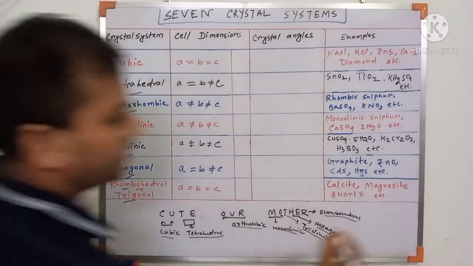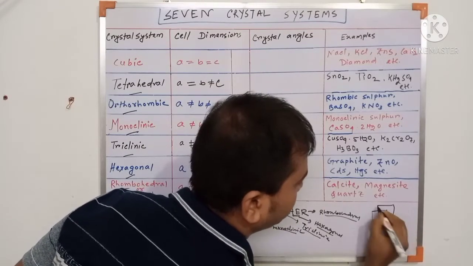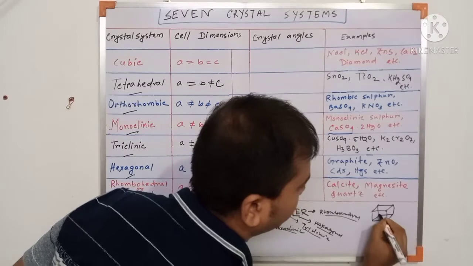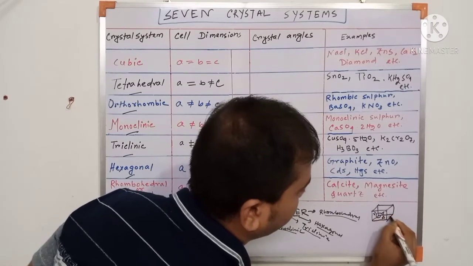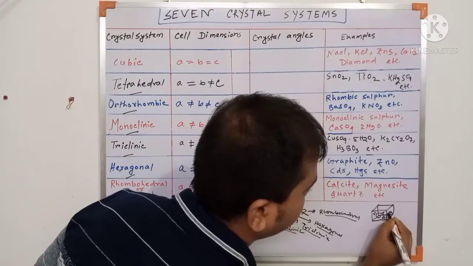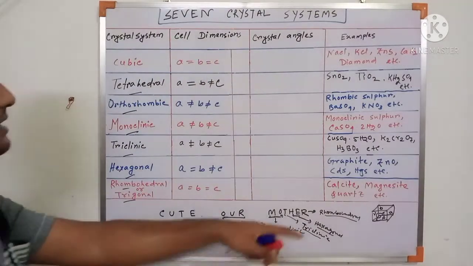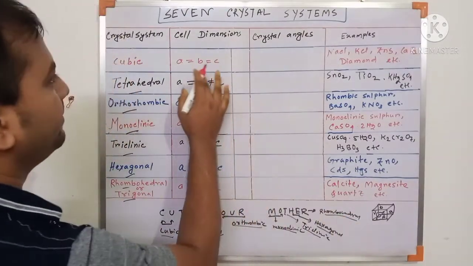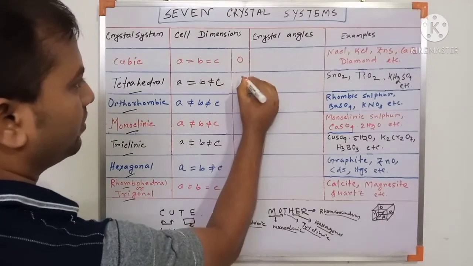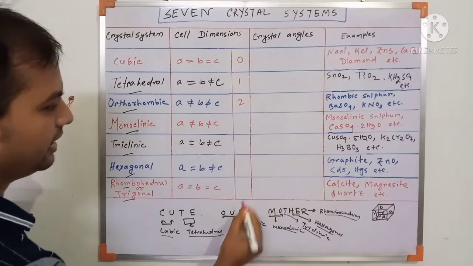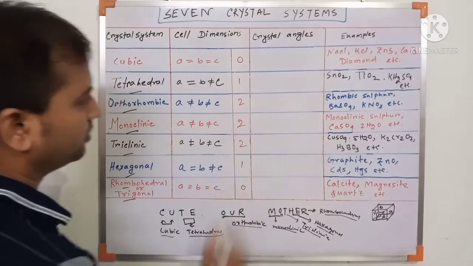Now suppose a crystal system. This is angle alpha, this is angle beta, this is angle gamma, and the axis lengths are A, B, and C. These are the cell dimensions, the axis lengths. The relation between A, B, C, remember by the trick: this is 0, 1, 2, and last side 0, 1, 2, and the middle is 2.